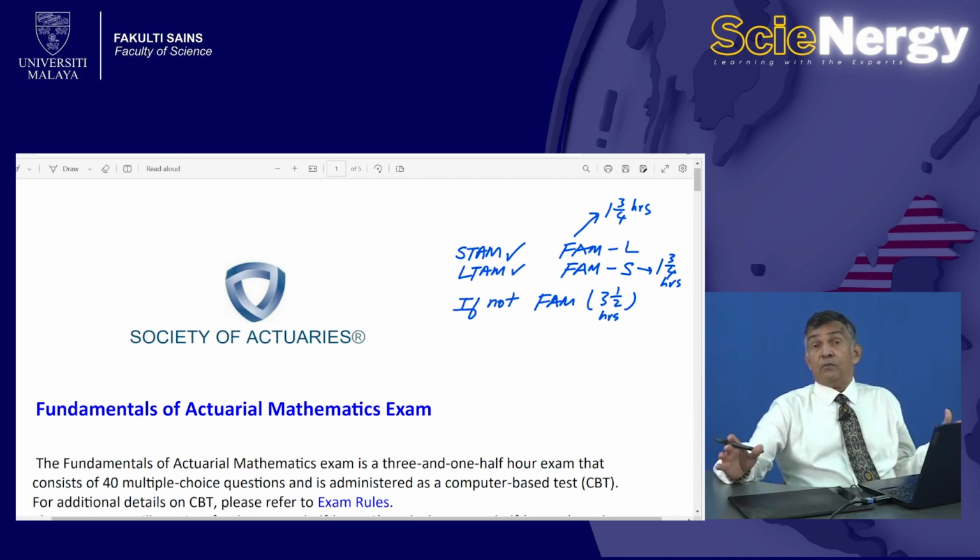until the July sitting of 2024. After that sitting, July 2024, you don't have a choice. Everyone has to take the FAM exam. This L and S is just to facilitate the transition process. That's about it. So the FAM exam itself is 3.5 hours long.